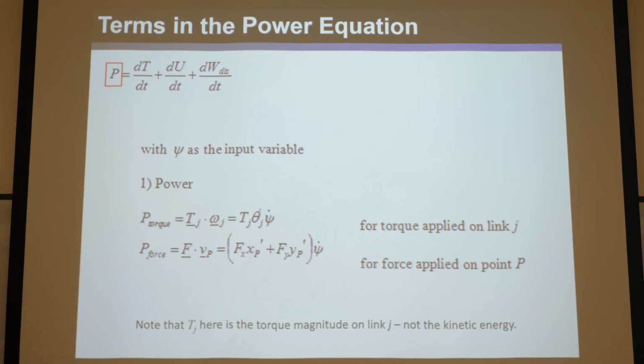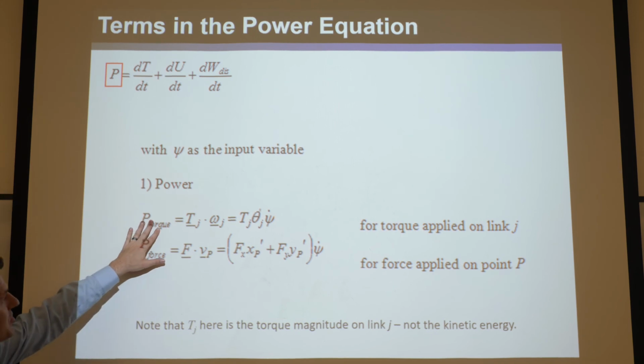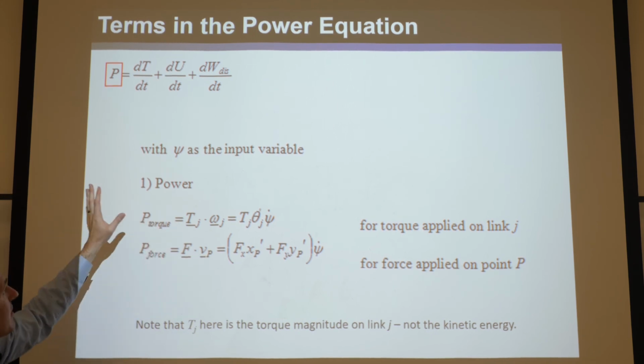Okay, so let's look at power. We're going to see the P in the box. We're going to look at power, and we're going to turn it into kinematic coefficient land here. Okay, so the power due to torque. And by the way, this is really confusing.